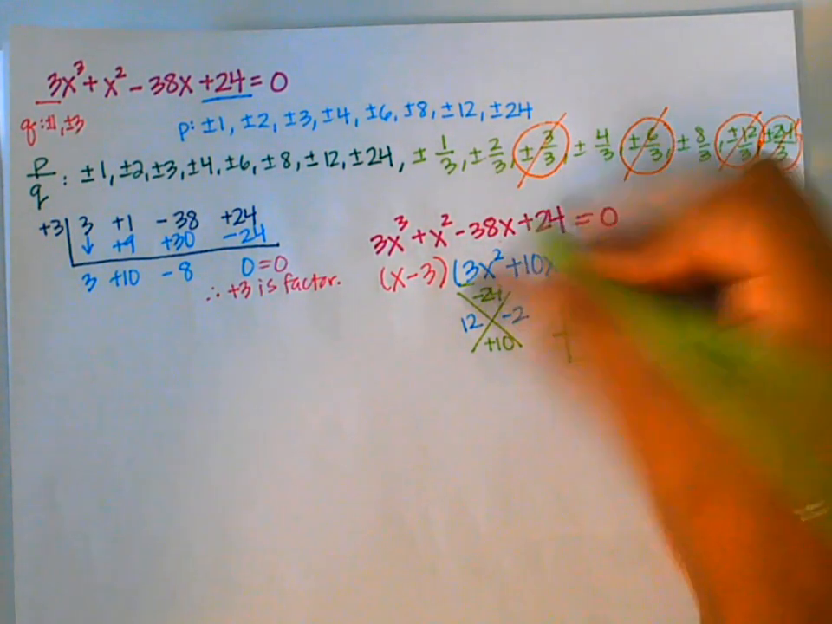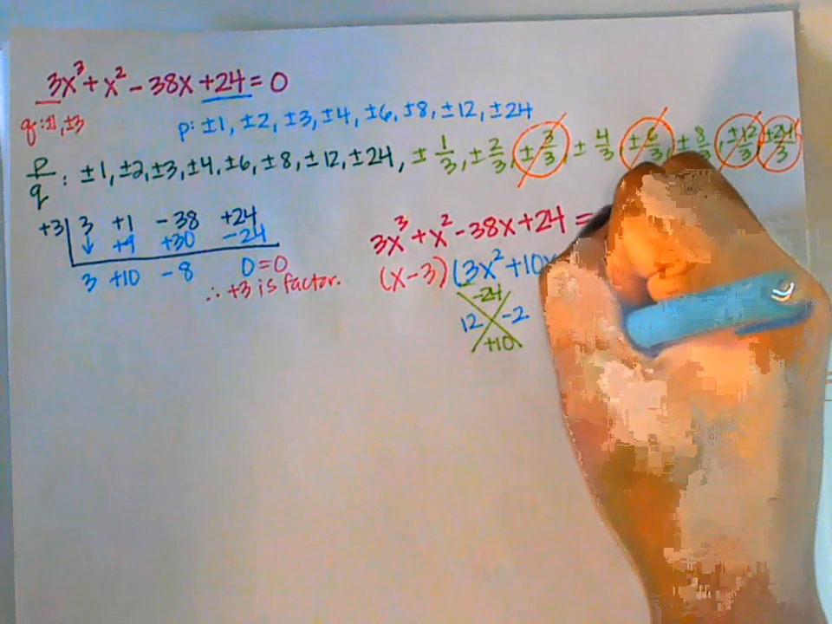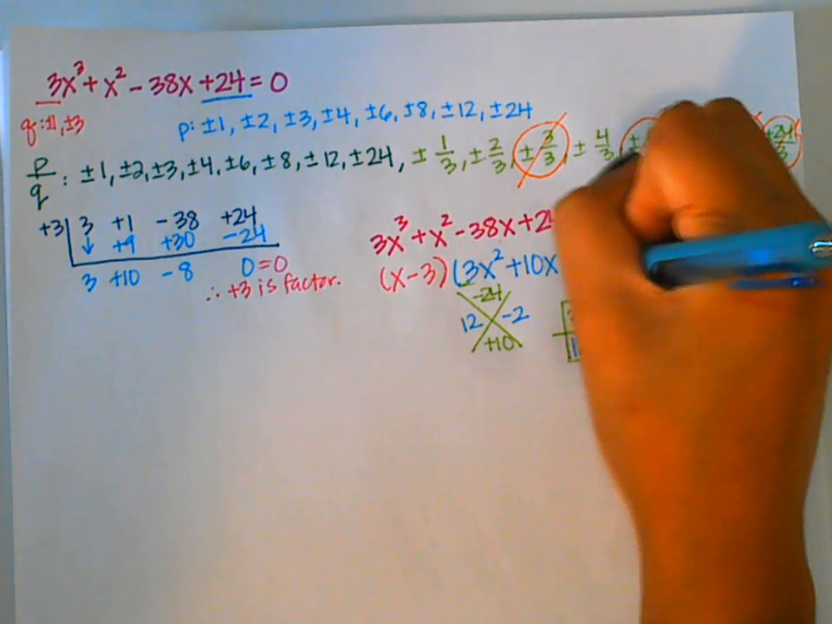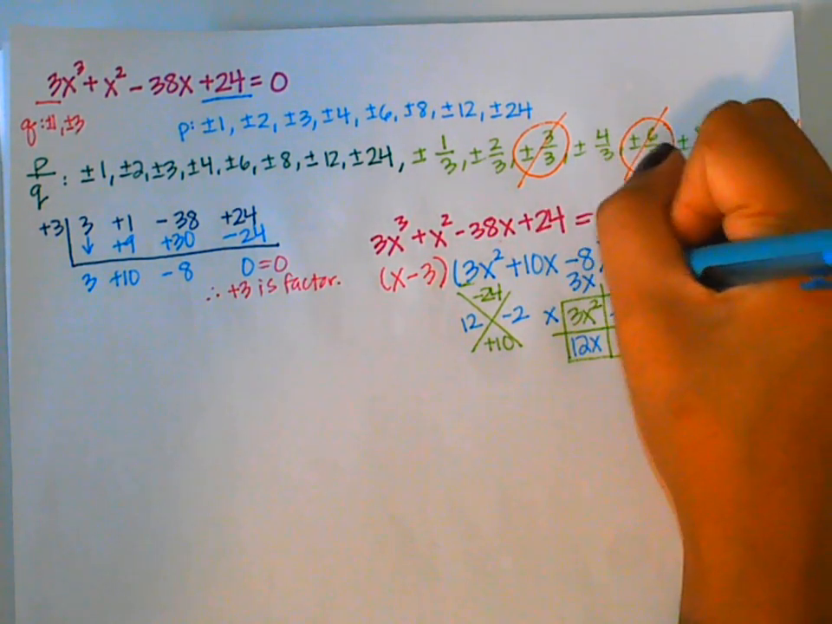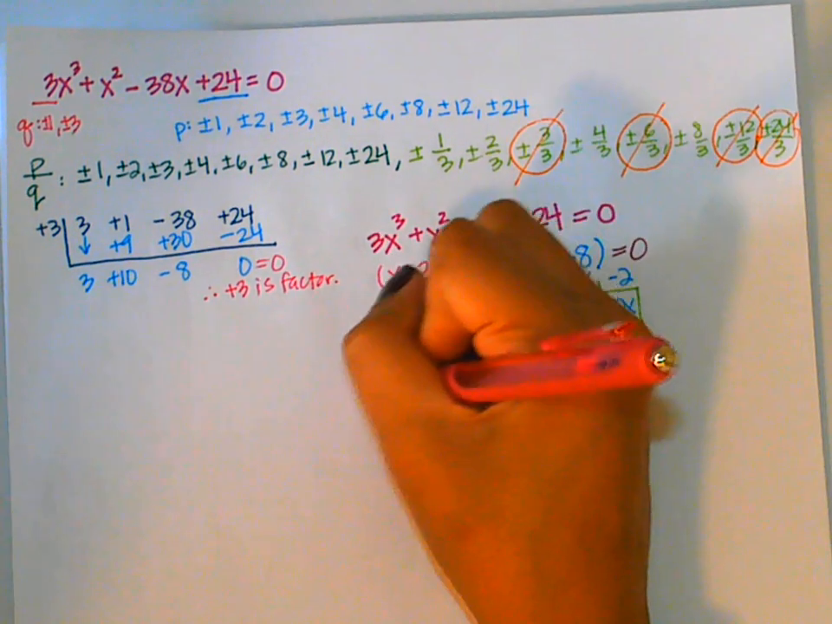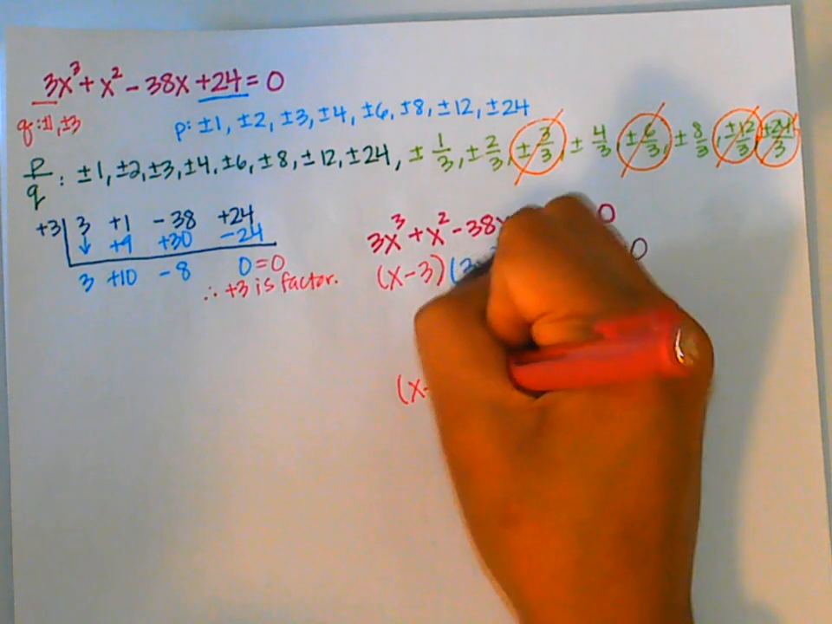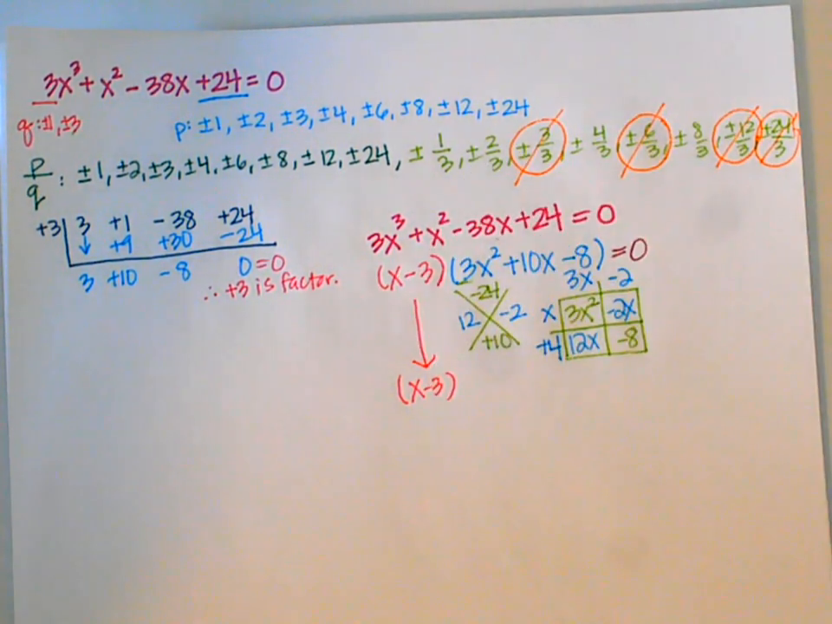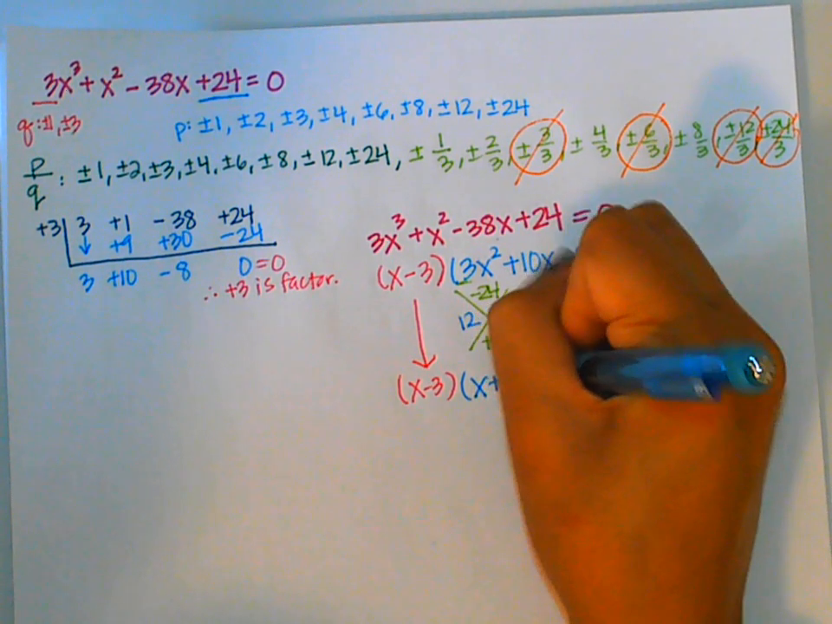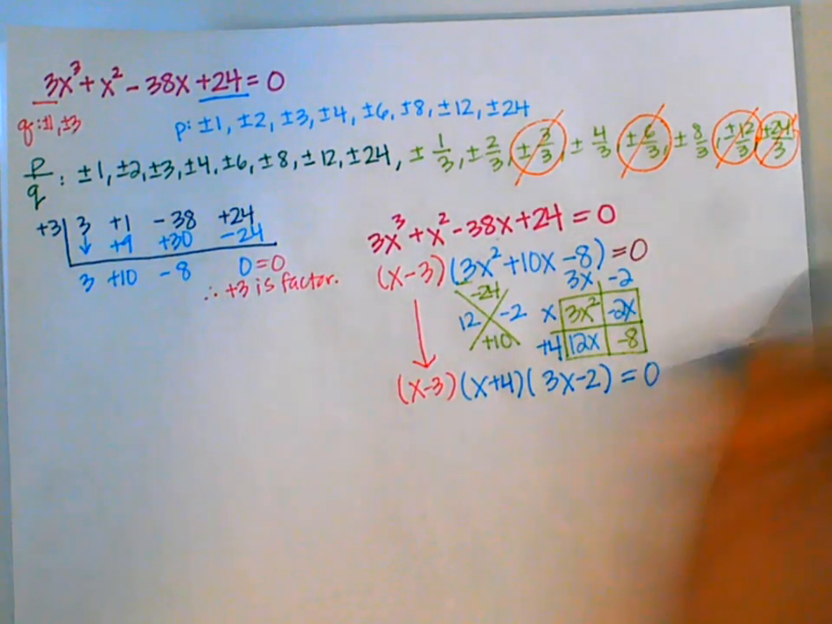Remember that in your box, you have the first term and the last term. You want to pull out a GCF, bring it over. So here would be a negative 2, here would be a plus 4. So now my factored form would be x minus 3, which I'm bringing down straight from here, and then my two factors from there.